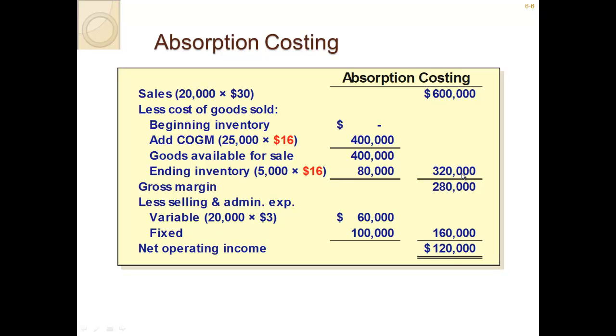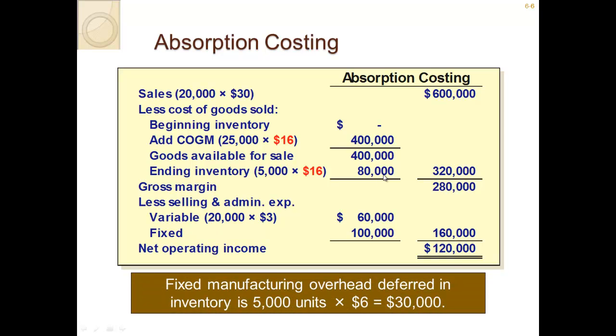So our total cost of goods sold is 320,000. That gives us a gross margin of 280,000. Then we subtract the selling and admin expense, the variable and the fixed, to get a net operating income of 120,000.